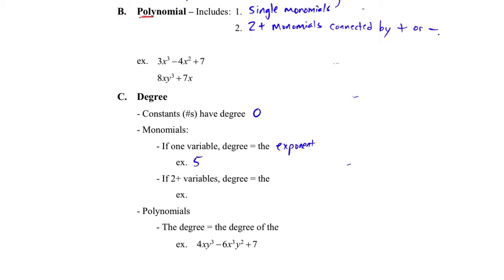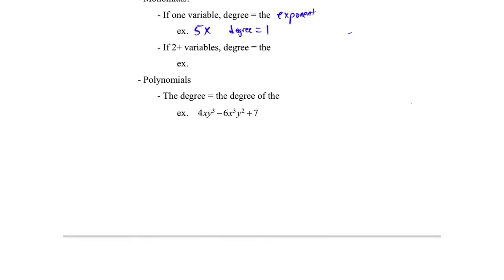So for my example, I'm going to write a 5x. Do you agree that's a 5x to the first? Yep. So then this would have a degree equals 1. If I were to make this a 5x squared, then the degree is now going to be 2. Is that fair? I'll change mine back to what you have. So if you have more than one variable, like an x and a y, then what we have to do is add together the exponents. So if 2 plus variables, degree equals the sum of the exponents.